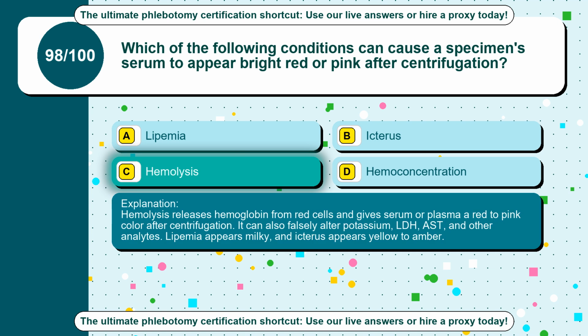Hemolysis releases hemoglobin from red cells and gives serum or plasma a red to pink color after centrifugation. It can also falsely alter potassium, LDH, AST, and other analytes. Lipemia appears milky, and icterus appears yellow to amber.